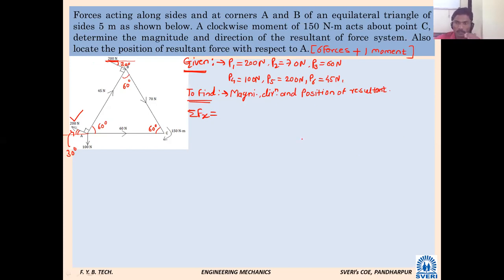Find it now. Summation of x, summation of y, and R. Only up to R you find. After that we will solve together. Don't worry. Solve it up to the resultant, because you may commit mistakes. I will give 5 minutes. Okay, solve it.